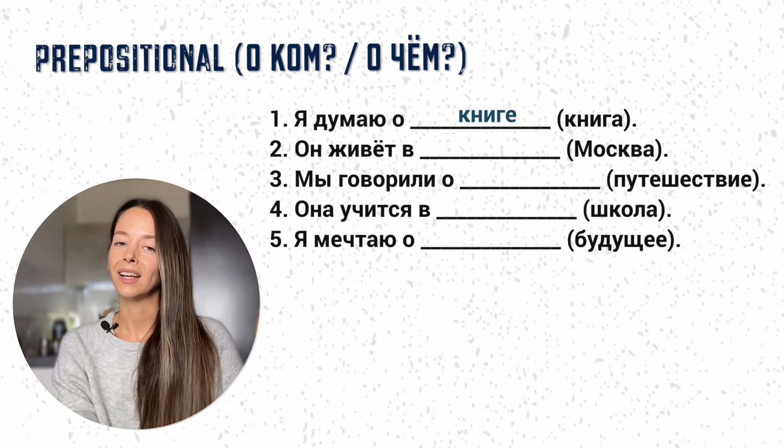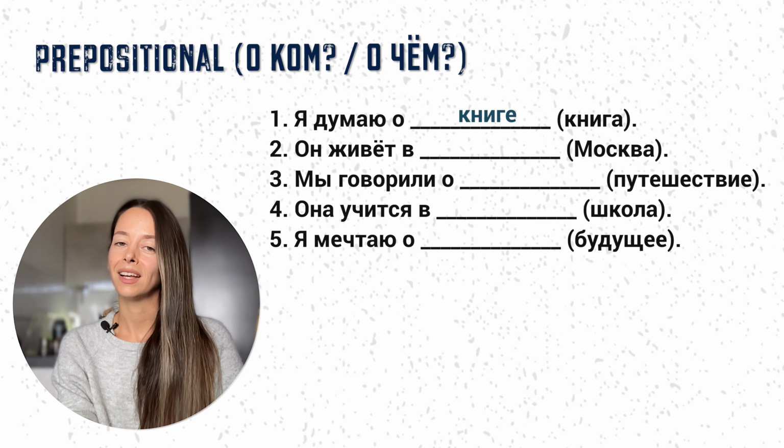And here's a quick tip. Make a list of places you visit or things you think about. Use sentences like I'm thinking about something or I'm in a place to practice the prepositional case. For example, я думаю о доме. Я думаю об отпуске. Я думаю о работе. Я думаю о коте. Or я в комнате. Я в городе. Я сейчас в Москве. Я в машине.